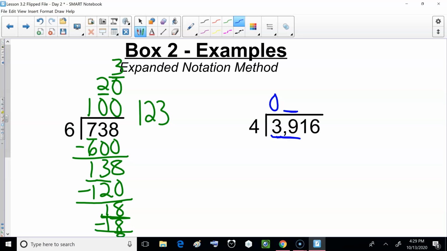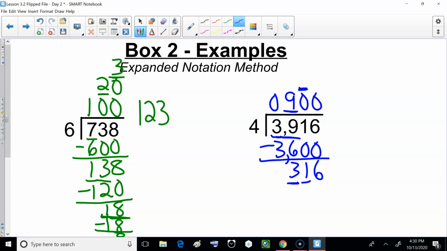39 is close to 40, so I'm going to say it's going to be 9 times. So this would be 900. 900 times 4 is 3,600. I'm going to subtract that. So 39 minus 3,600 would be 613. And then in my hundreds, 3 is less than 4. So I move on to my next place value, the 10. So I take my 300s, turn them into 10s, which would give me 31 tens.